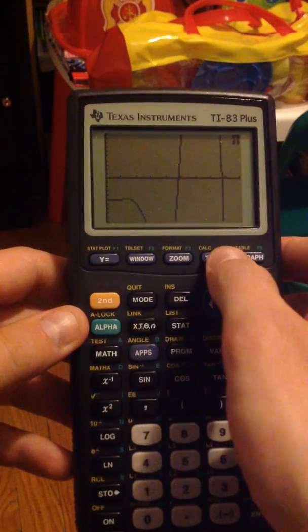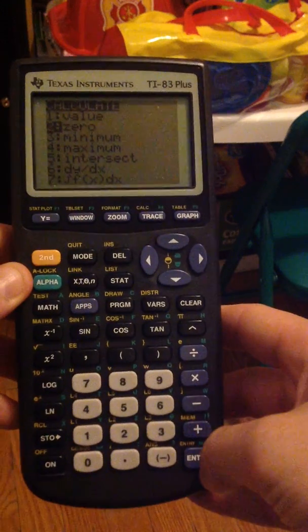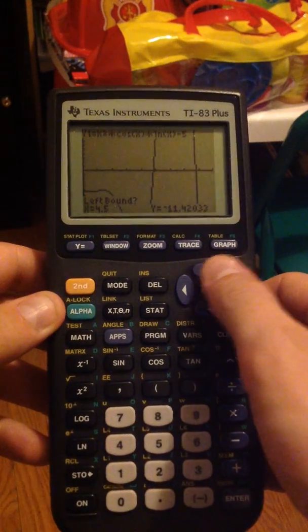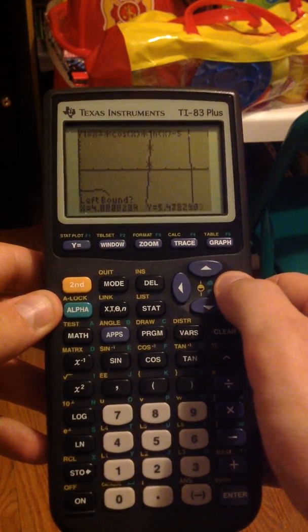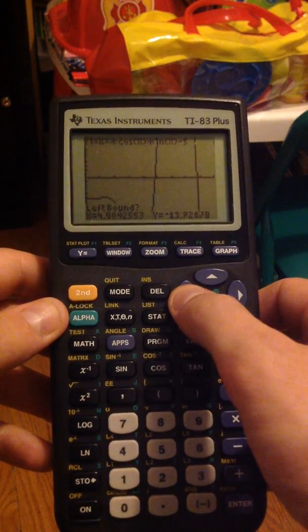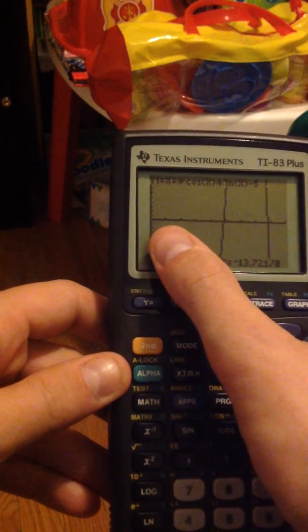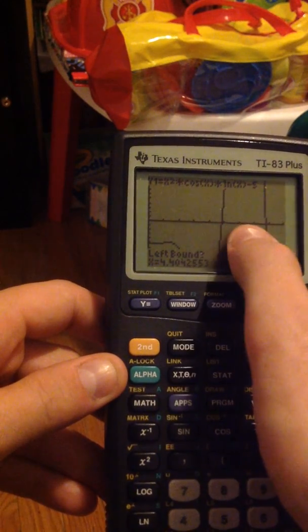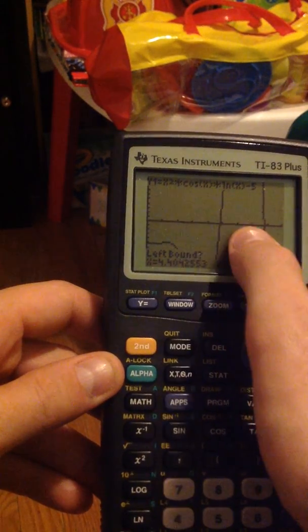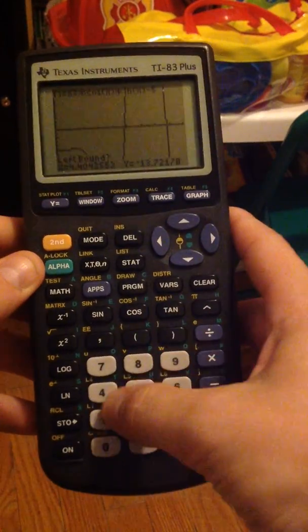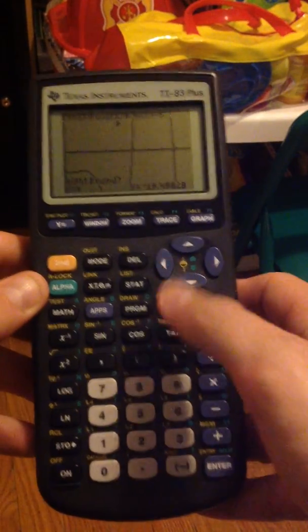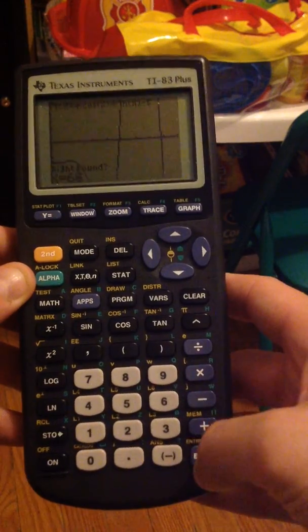So I go to second calc, I go to 0, I press enter. Left bound, this is a perfect example. Okay, we happen to see the cursor, but it was kind of down here, and sometimes it can get confusing figuring out where it is. Well, that's when you could say, all right, I know the 0 is in between 4 and 6, and that's playing it safe. So left bound, I could press 4 and enter. Right bound, I could press 6 and enter.